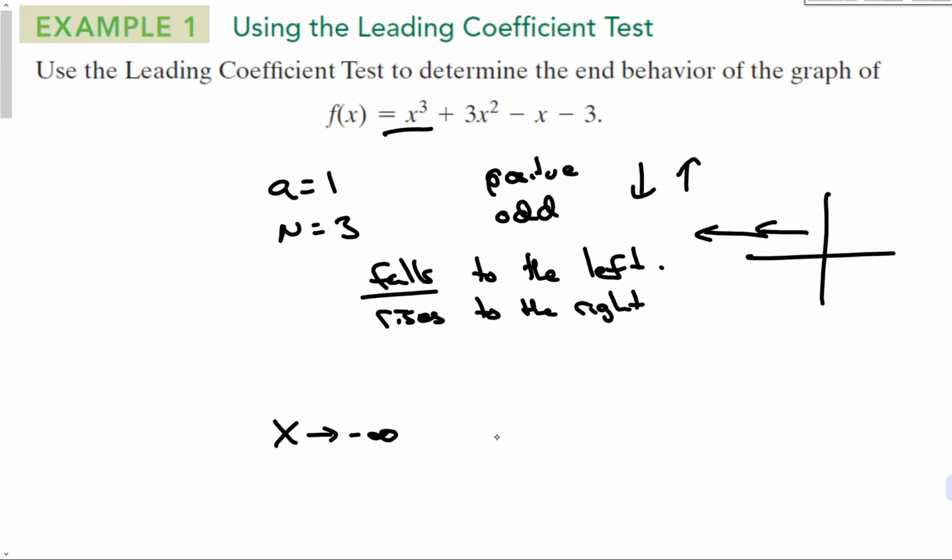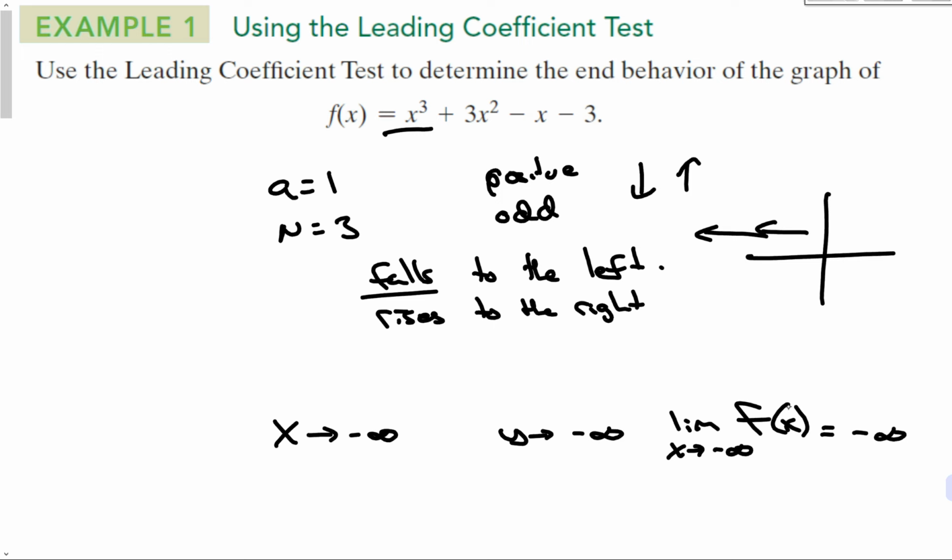Okay? That means the function is getting closer and closer, approaching negative infinity as well. Right? As I go left, the answer to the function is going left. So I can write this with my limit notation. I can say that the limit as x approaches negative infinity of this polynomial function is negative infinity.